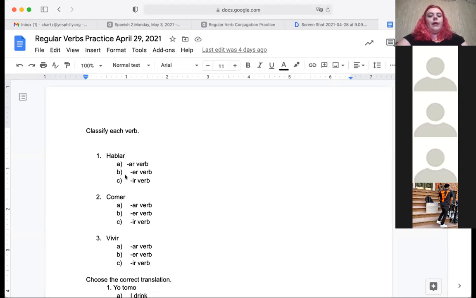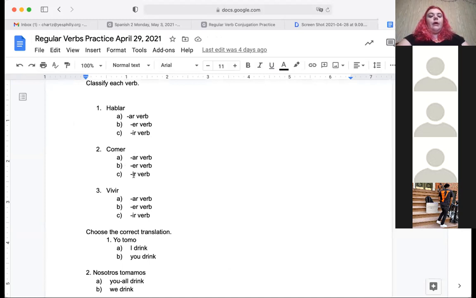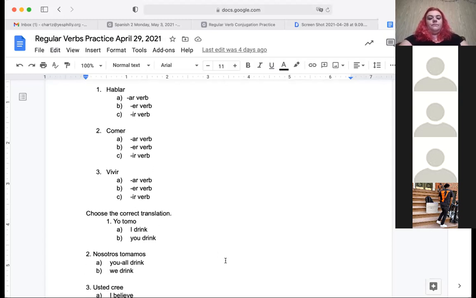Is hablar going to be an AR verb, an ER verb, or an IR verb? Which one are we going to pick? Oh, we have some messages here. Yep, it's an AR verb. You're right. Is comer going to be an AR, ER, or IR verb? And these are pretty simple because they're just going off the endings. Yep, it's ER. Is vivir going to be AR, ER, or IR? Yep, that's right. Good job.